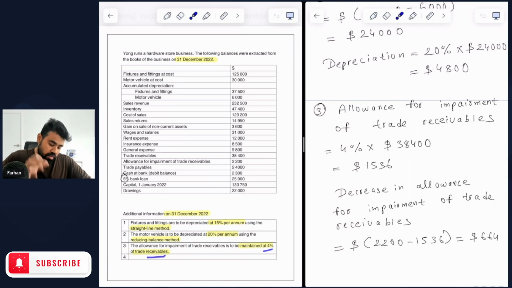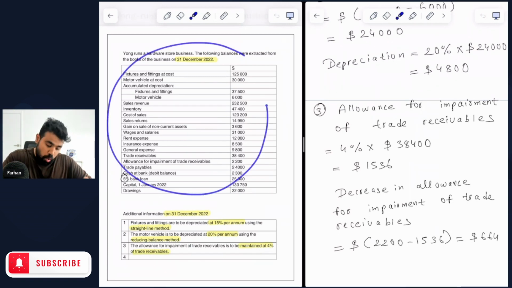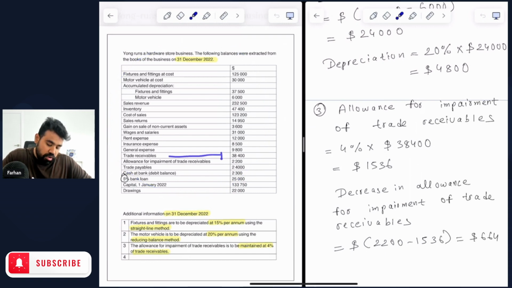So the trade receivables, who are known as the credit customers, you can find within this balance, within this table that's given to us, and that is $38,400. So what we do is simply multiply 4% on 38,400, and that gives us $1,536 as the allowance for impairment of trade receivables. Now, I also want you to notice something else.